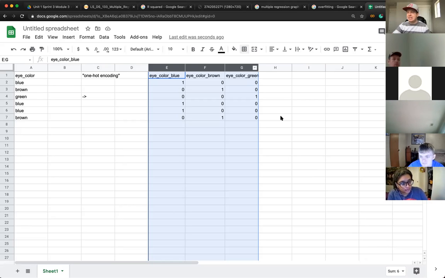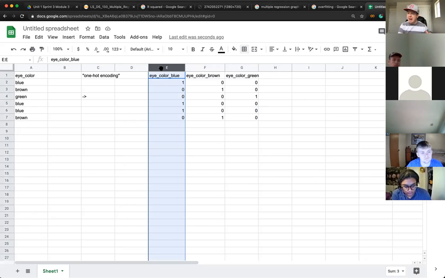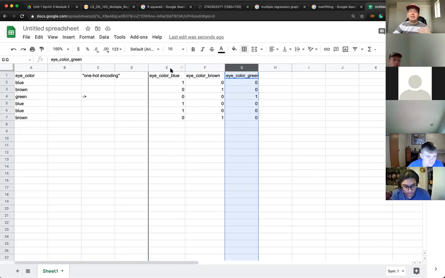However, one of these gets left out. Probably the one that is the most common, like eye color blue in this example, might get omitted from the stats model's output. And then the coefficient for eye color brown in the stats model's output would be relative to eye color blue. Now, I don't know what we would be predicting here, right? But whatever one gets omitted would be our baseline, okay? And then the coefficients on the other two would be relative to the omitted column as the baseline.